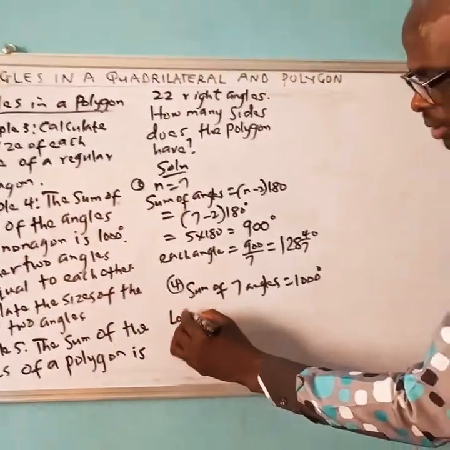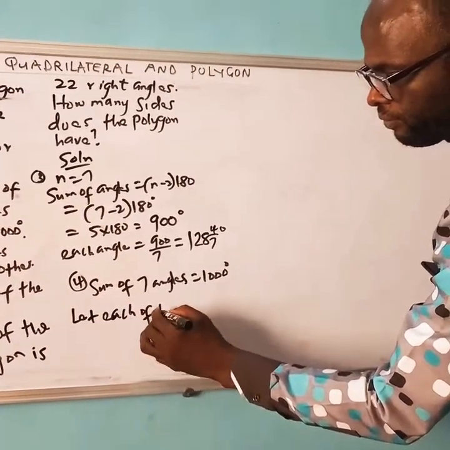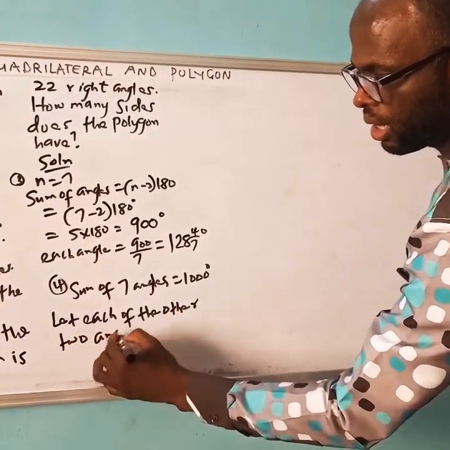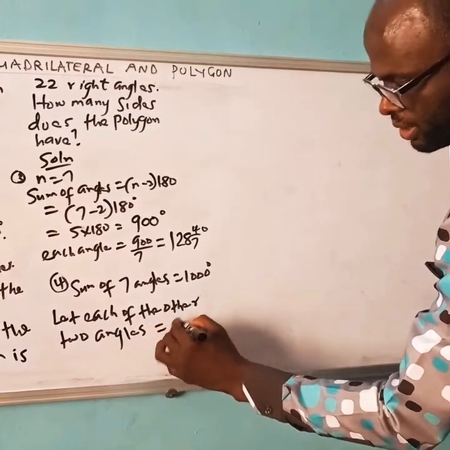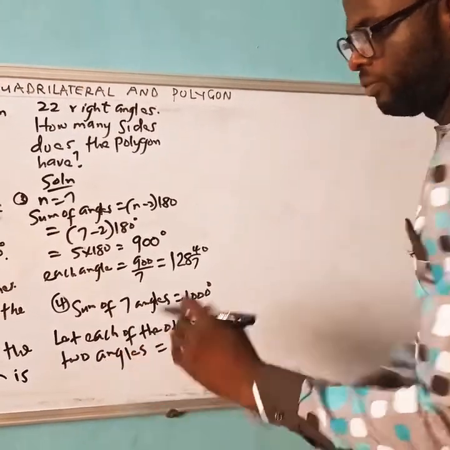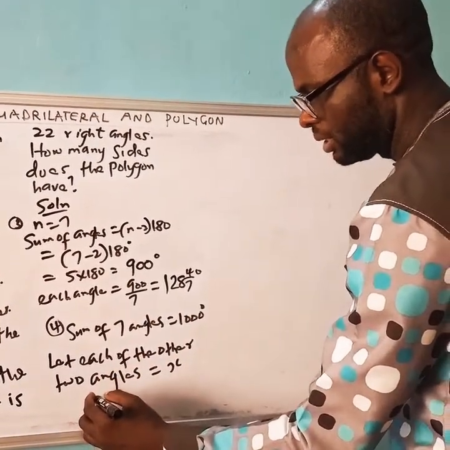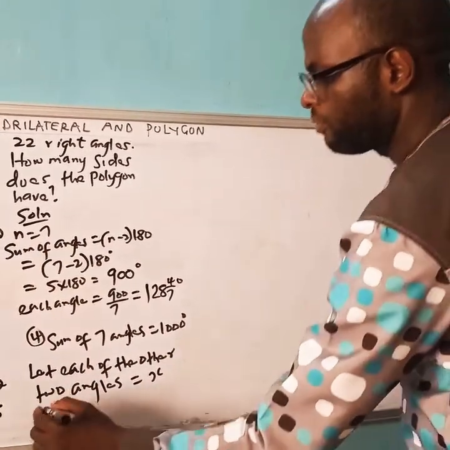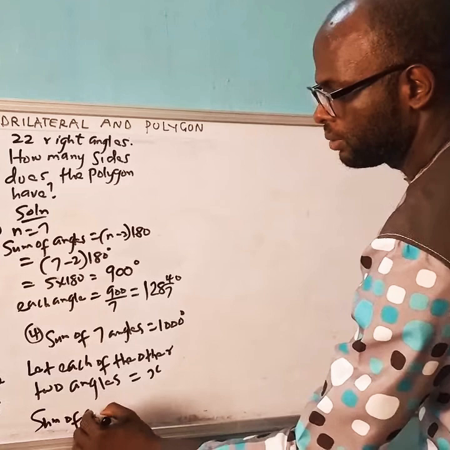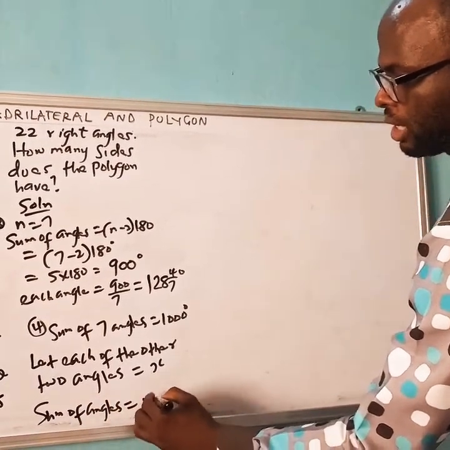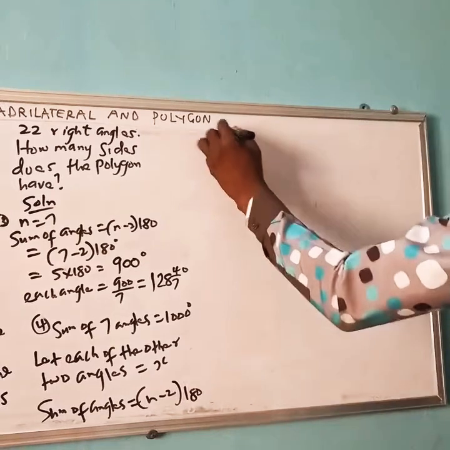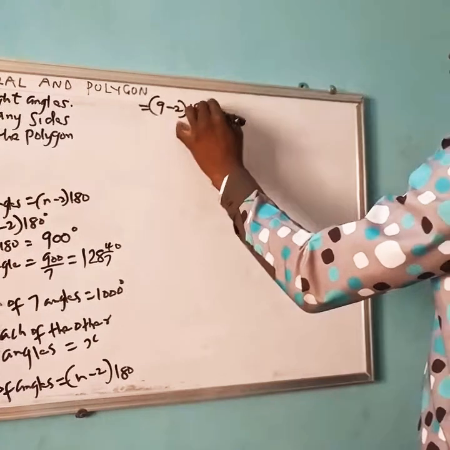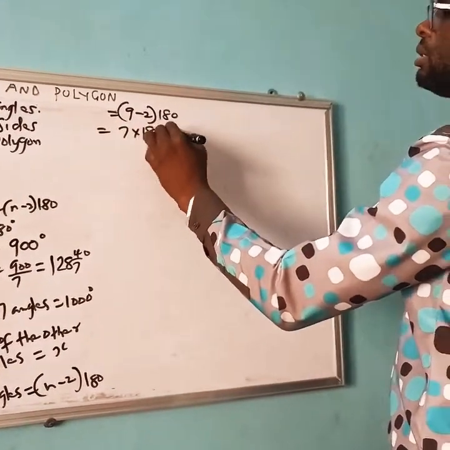So let each of the other 2 angles be x. That means that the 2 of them will be 2x. Now let's get the sum of the 9-sided. The sum of angles is equal to (n minus 2) times 180. So we have the sum of angles will be (9 minus 2) times 180. That is 7 times 180.